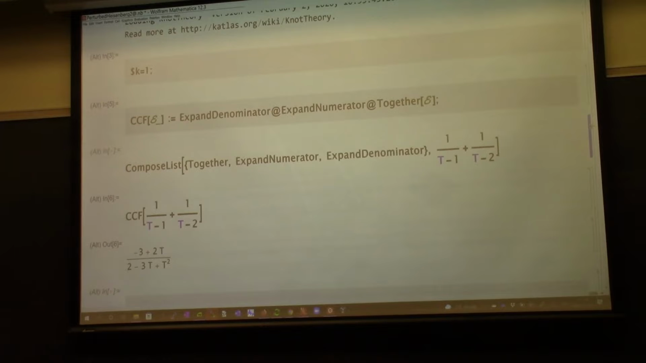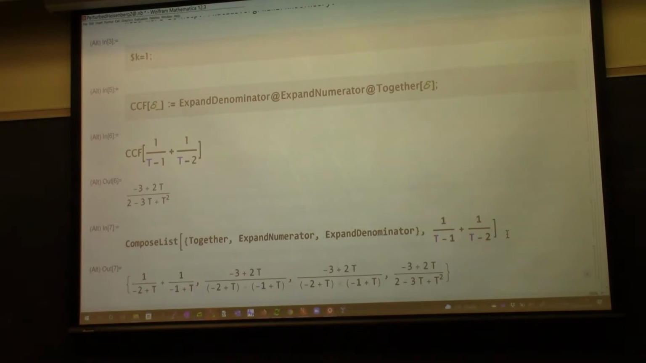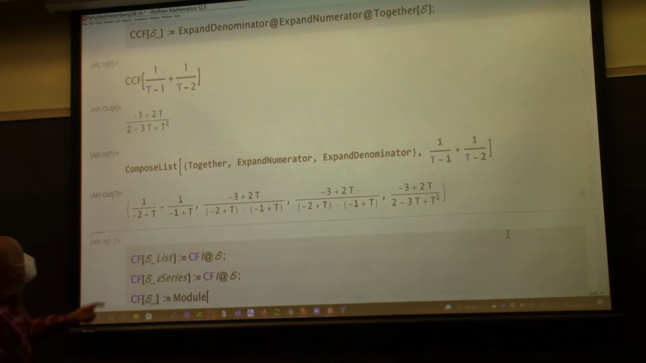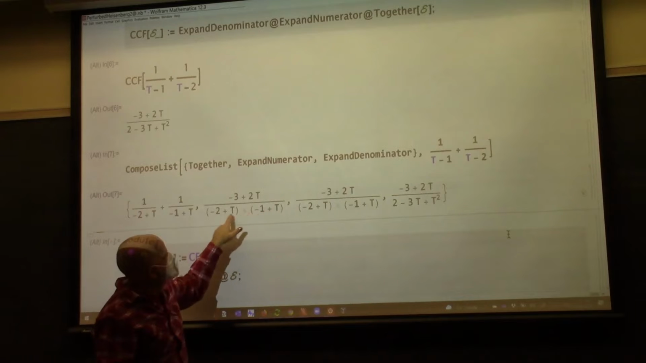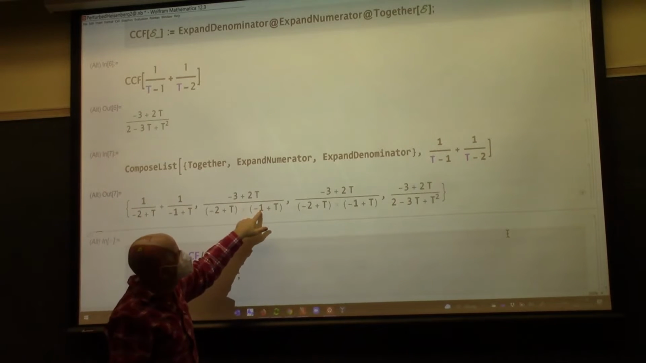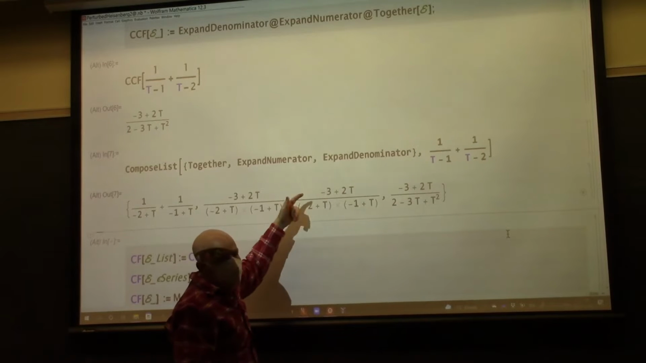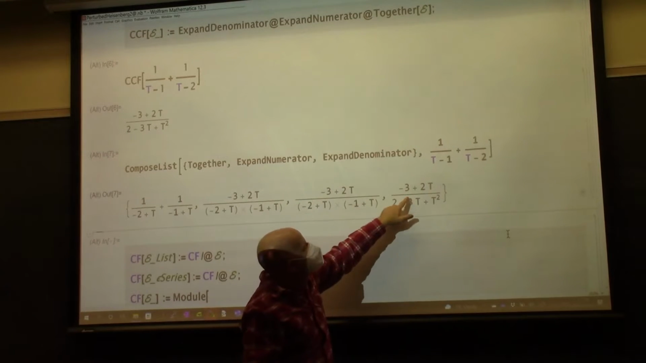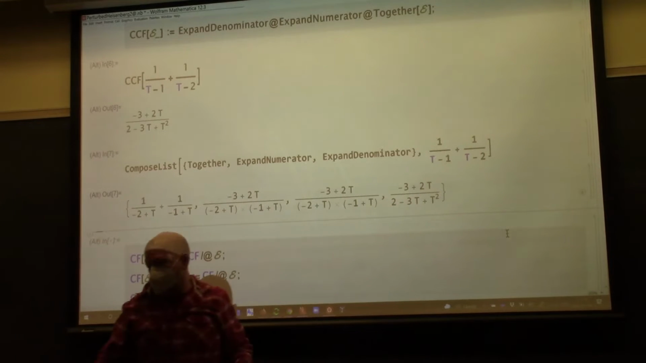You know, logically this should come after. So here's what you get. This is the input. You put the terms together, but now the denominator is not expanded. You expand the numerator, nothing has to be done because it's already expanded. You expand the denominator, you get this. This is the standard canonical form of rational functions.